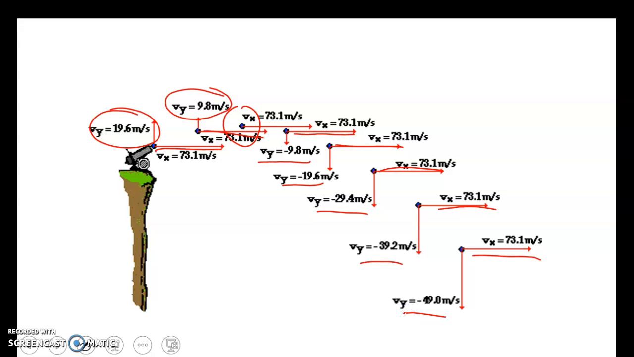And again, for the same reason, in the X, our acceleration is 0, so we have constant velocity, but in the Y, it's negative 9.8 meters per second squared, which means we're going to drop 9.8 meters per second with our Y velocity for every second that we travel.